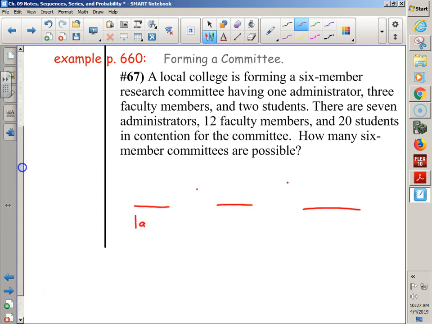So we need 1 admin. Wait a minute, but don't we have lots of options for admin? We have 7 options, right? So out of those 7, how many are we choosing? Order doesn't matter, just 1. Okay, but what's another piece to this committee? 1 admin, check. 3 faculty members, okay? So how many do we have to choose from for that? Okay. So out of 12, we're only choosing 3. I don't care the order. I don't care how they're chosen, how they sit in the chairs around the table. Order doesn't matter. 12, choose 3. Then what's the last piece?